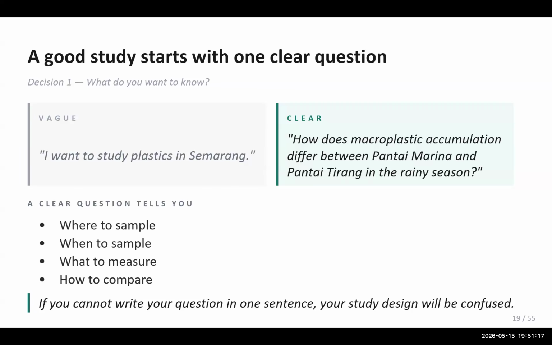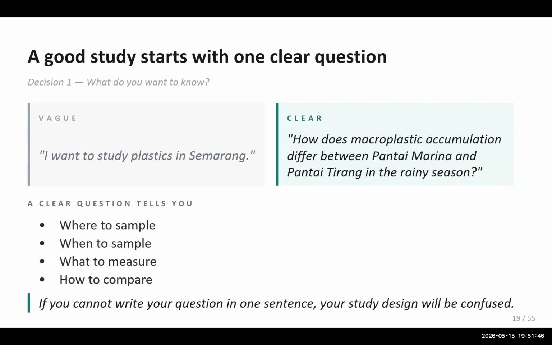For example, we have here 2 examples, okay? Look at the 2 examples in the screen. On the left, we have a sentence that says, I want to study plastics in Semarang. This is really vague, really general. But this is not a question. This is a topic. You cannot design a study from a topic. This is too general.